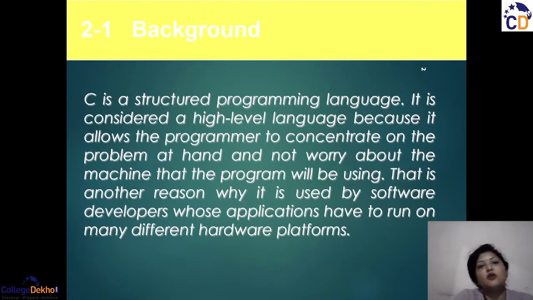First of all, we should know what C is. C is a structured programming language and it is not an object oriented programming language. So it's procedural, a structured programming language. It is considered a high level language because it allows the programmer to concentrate on the problem at hand, and you solve the problem by writing a program.